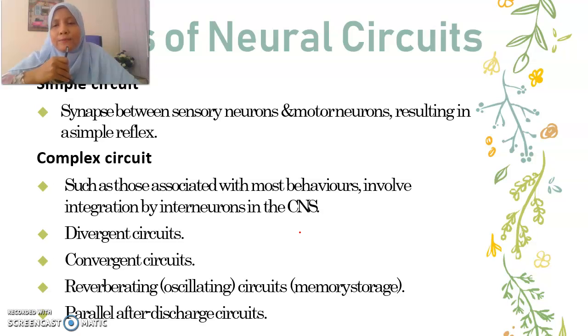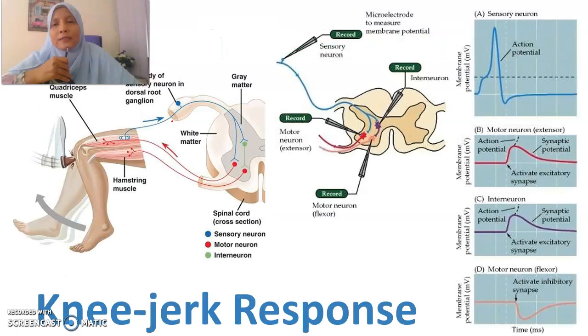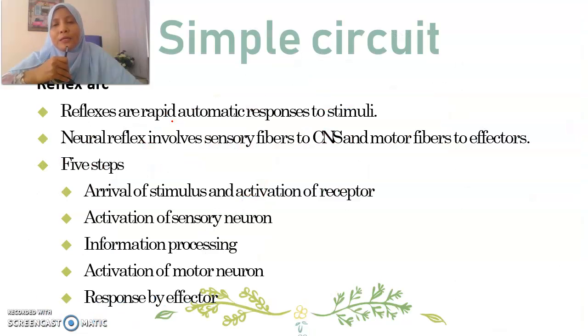Okay, there are some types of neural circuits. First one is the simple circuit, second one is the complex circuit. The simple circuit is only between sensory neurons and motor neurons, so it results in a simple reflex, like a reflex arc. It's like the knee-jerk response. Why is it called very simple? Because the reflex is rapid and the response is automatic. It only requires 5 steps.